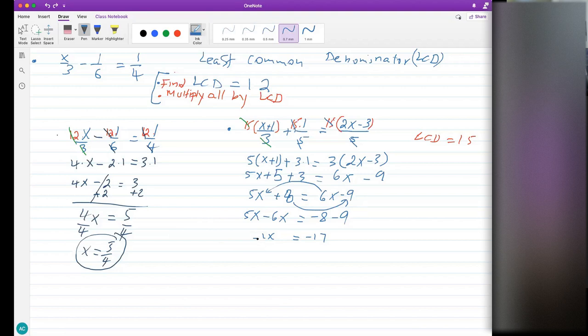So, negative 1x minus 17. What is the final step here? Divide by -1. Exactly. Negative 1, negative 1. Finally, x is 17. That's the final answer. We're pretty confident that's correct. But again, you can always plug it to check. When you plug it, you'll plug it into the very first equation, fractions, and everything.